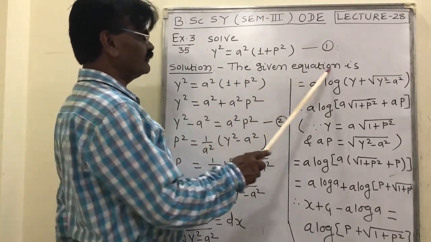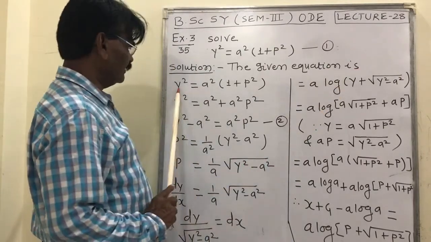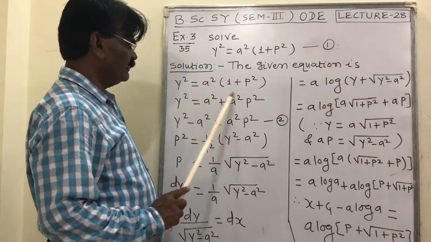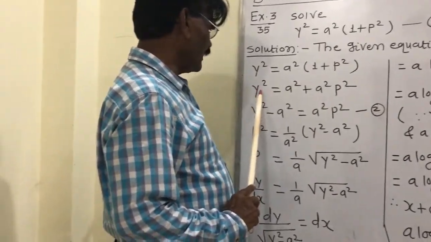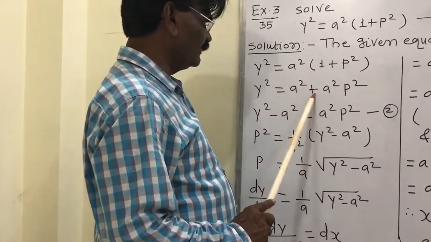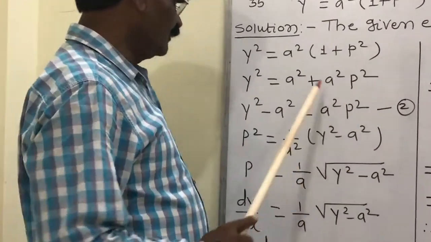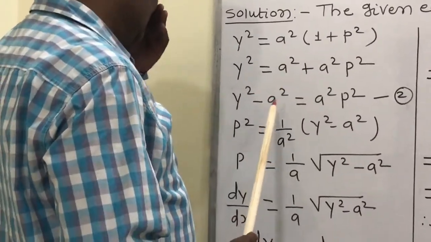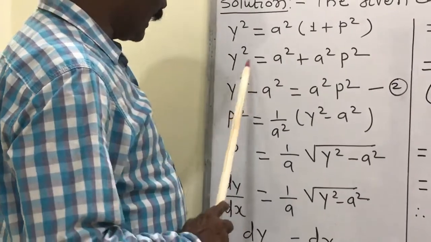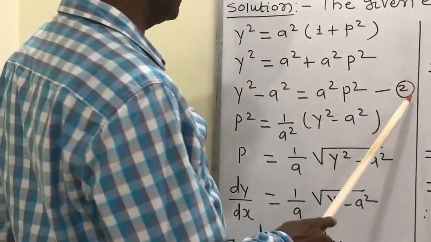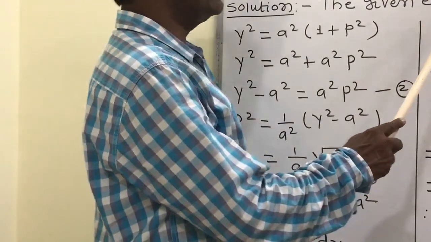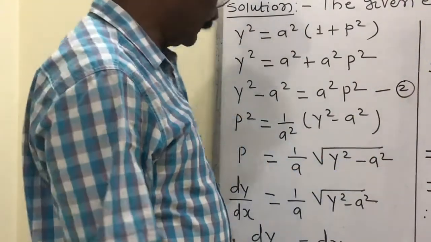Solution. The given equation is y square which is equal to a square in bracket 1 plus p square. Hence y square is equal to a square plus a square p square. So this a square taken another side, y square minus a square is equal to a square p square. याला इक्वेशन नंबर 2 म्हणा. दिलेल्या एक्झाम्पलला इक्वेशन नंबर 1 म्हणू आपण.